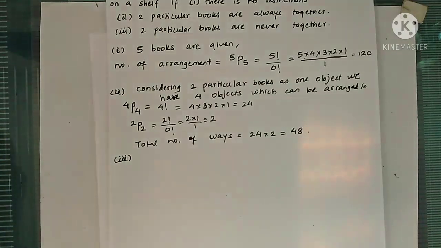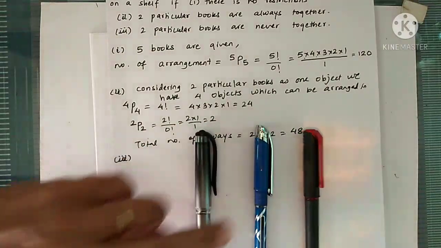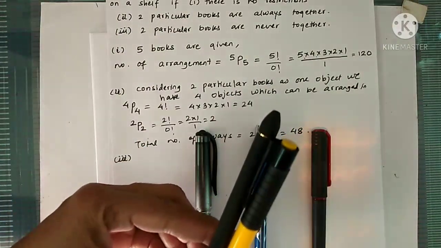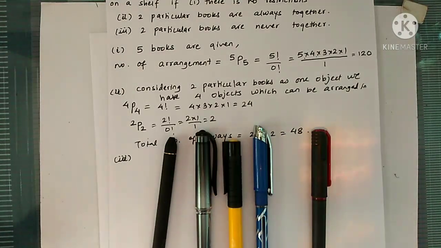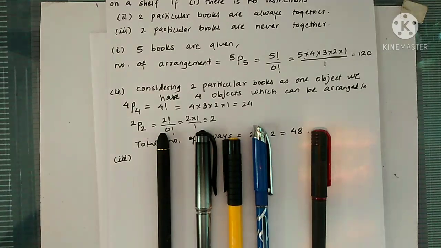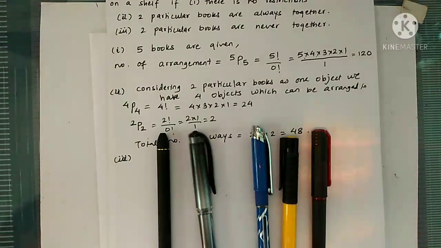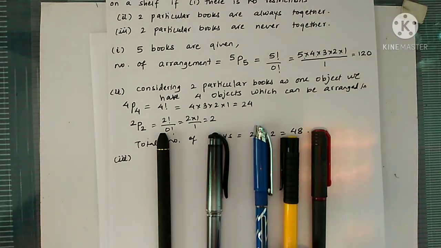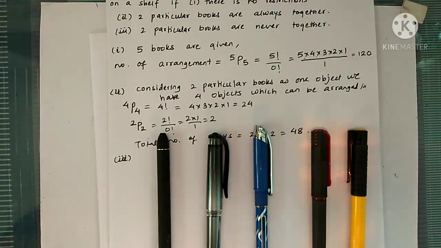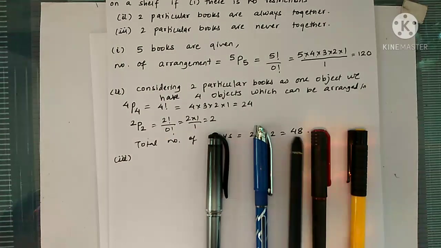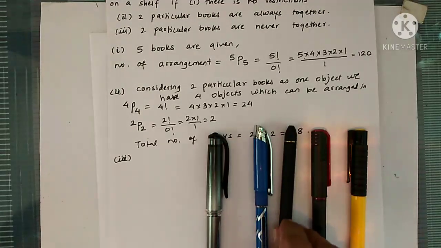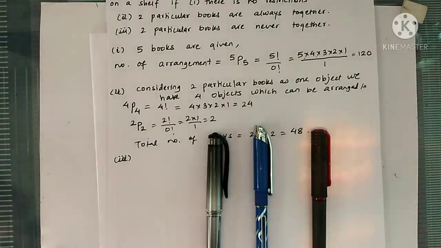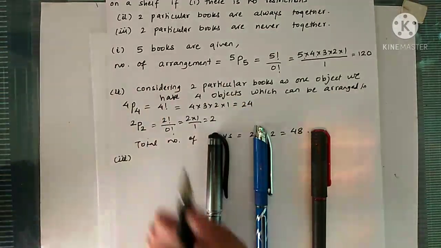If 2 particular books are never together, let's take this example only. So these 3 objects and these 2 objects, we don't want them to be together. What we want is at least one object in between them. See, now these 2 objects are not together. Or if I place this pen here, then also these 2 are not together. If I place it here, then also in between we have 3 objects now. So if I place this here, then in between there is one object.